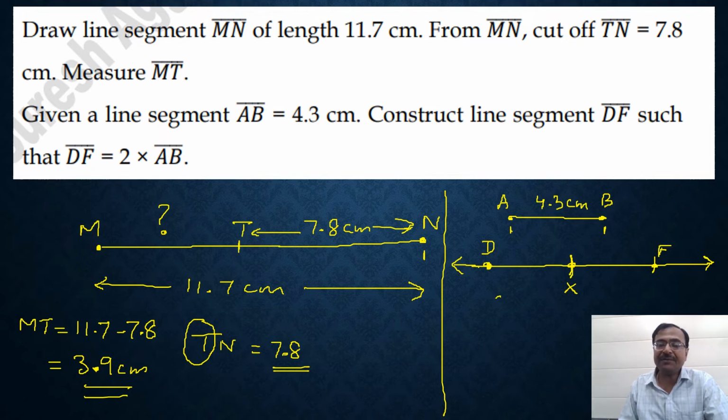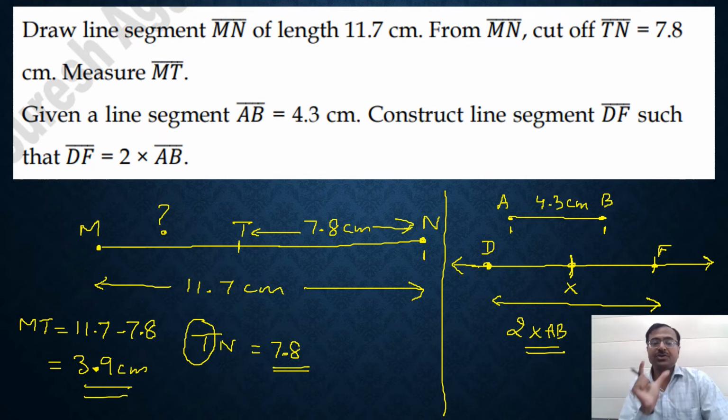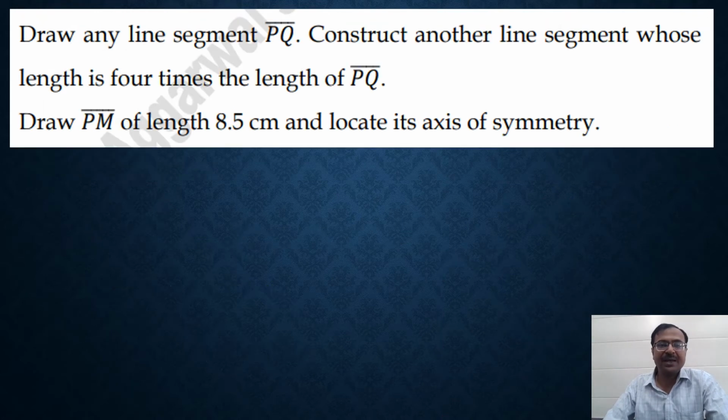And now DF, this entire line segment D to F will be double of AB because you have marked two arcs, each of which the length was AB. So AB and AB, AB plus AB gives you double of AB. So this line from D to F will be double of AB. That's how you construct the line segments.